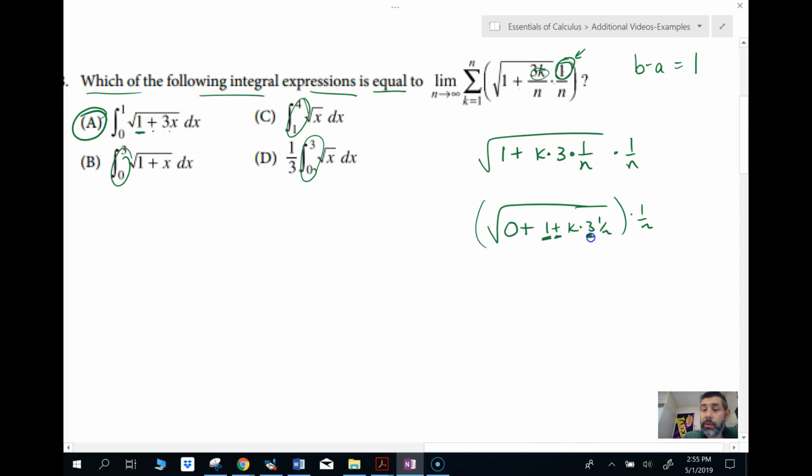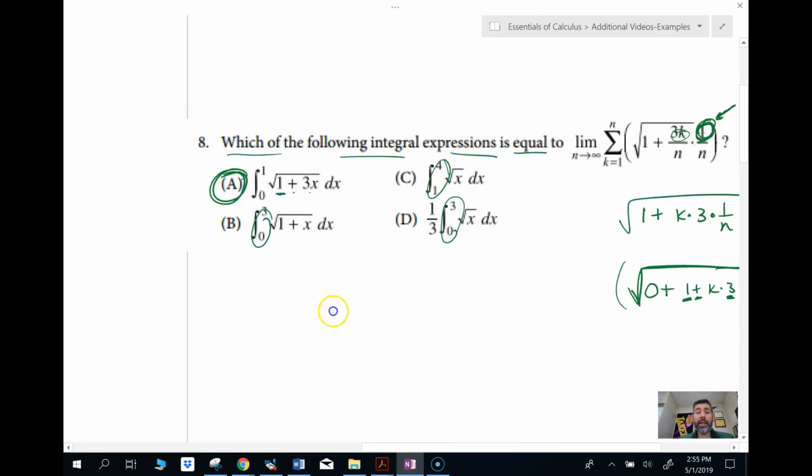1 plus 3x. Square root of that. All right, so that one's a little tricky because you got to format that differently. But again, I think the easiest way to do it is just to look at this 1 over n and see that that's going to be the width, b minus a. So which one of these is going to have b minus a like that? Okay, so the answer here is a.